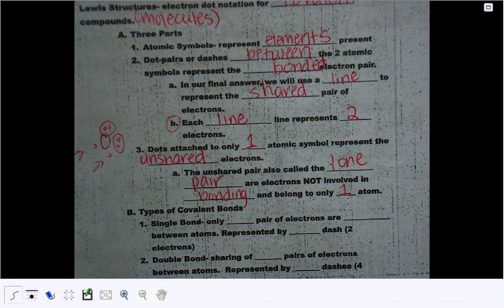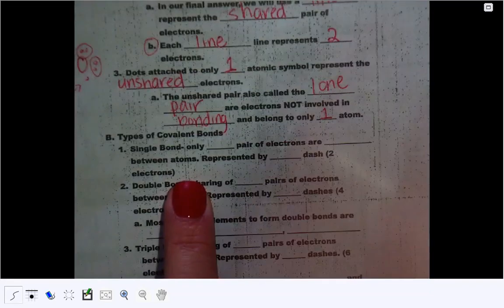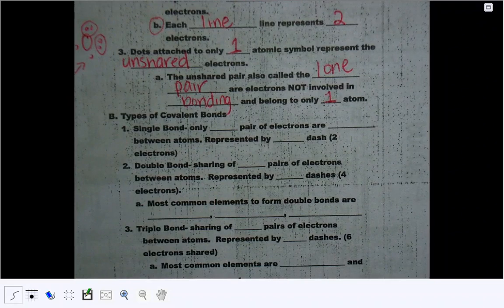And the reason why that statement is important is because you are going to have to check yourself. You're going to have to check to make sure everybody got their octet satisfied. Okay? You got to check to make sure everybody has 8. All right. And remember the lines represent 2. Even if it's attached to another element, it's going to represent 2 electrons.